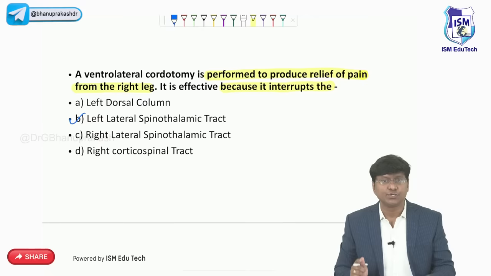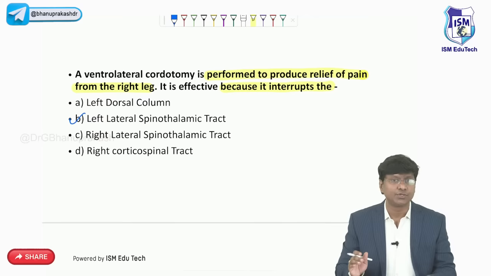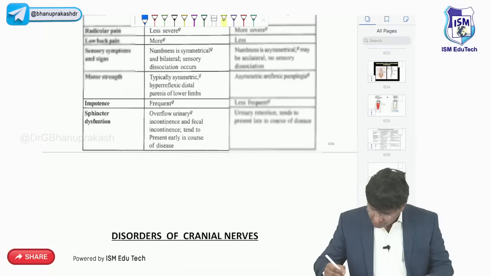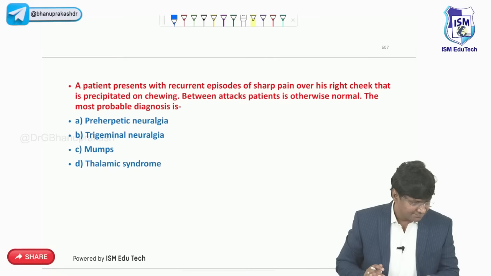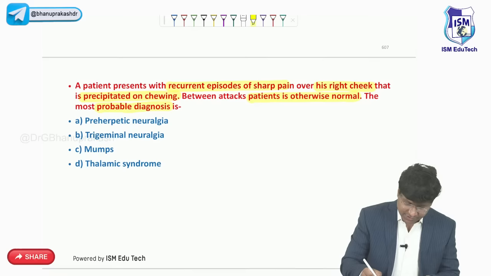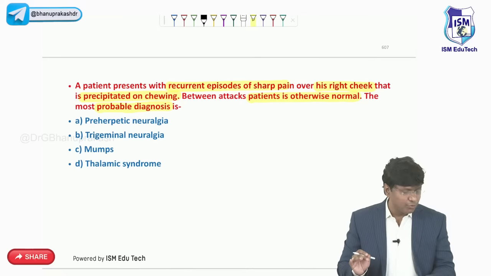Okay. The next important topic for the discussion will be the disorders of the cranial nerves. So you see this question. A patient presented with recurrent episodes of sharp pain over his right cheek that is precipitated on chewing. Between attacks, the patient is otherwise normal. What do you think is the most probable diagnosis?